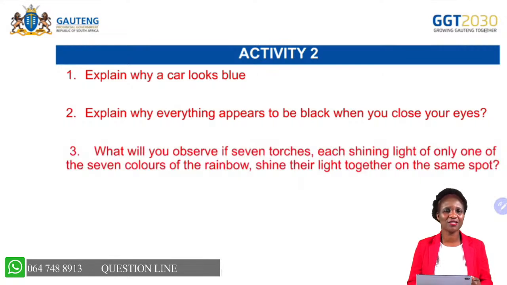Why is everything appearing to be black? It is because there is no light that is being reflected to our eyes. That's why you will see everything as black. And then what will you observe if 7 torches, each shining light of only one of the 7 colors of the rainbow, shine their light together on the same spot? It will be white because it is white light. You get that? Remember, white light contains all the colors of the visible spectrum.